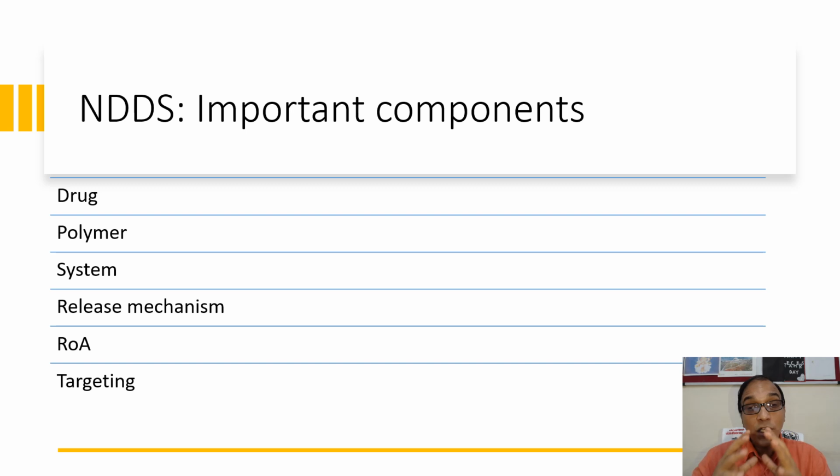Now, what are the important components of NDDs? Drug, polymer, system, release mechanism, routes of administration, and targeting. These are the important components when we are planning a novel drug delivery system.